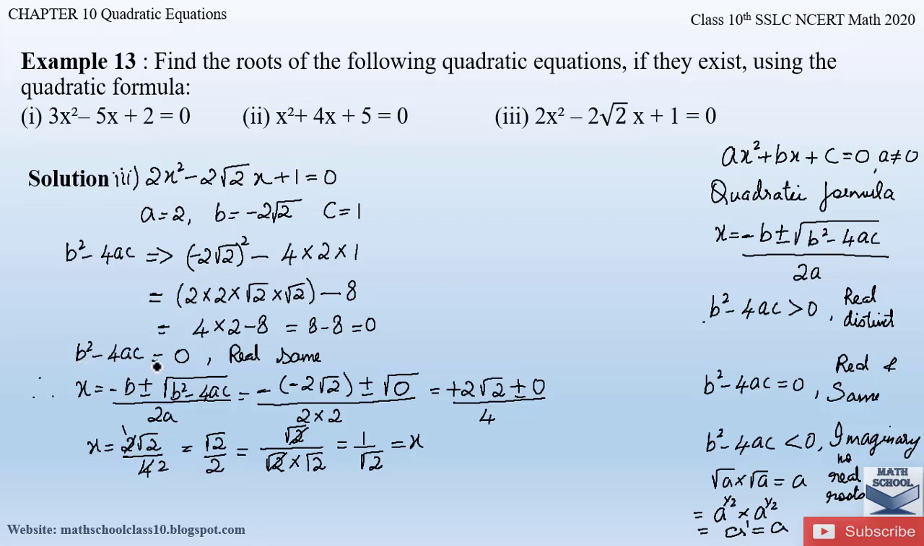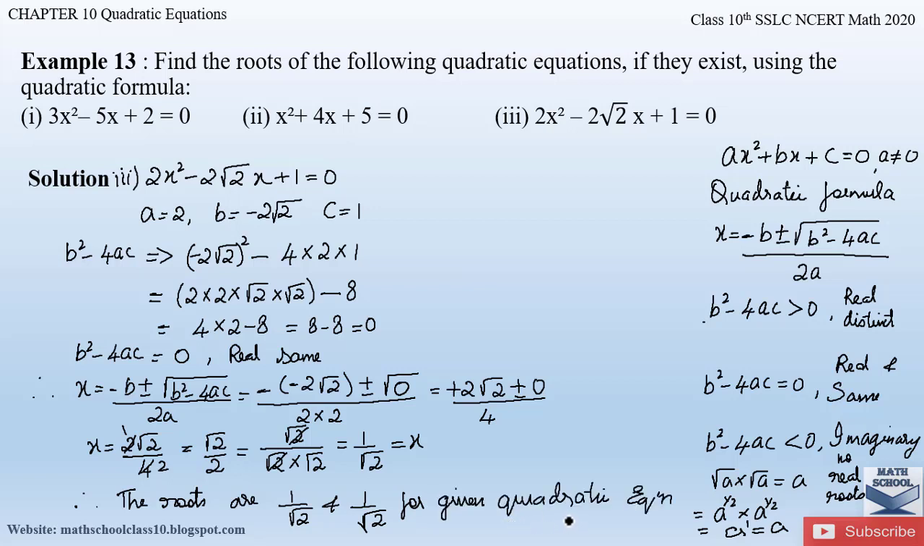So after obtaining the value of b square minus 4ac, that was 0, we knew that the roots are real and same. Therefore, let us write down that the roots are same, that is 1 by root 2 and 1 by root 2. Both the roots are same here for the given quadratic equation. So this is how we solve this example number 13.